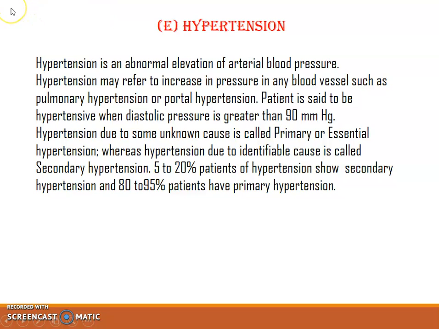Next, this is hypertension. It is the abnormal elevation of arterial blood pressure. Hypertension may refer to increase in pressure in any blood vessel, such as pulmonary hypertension or portal hypertension. A patient is said to be hypertensive when diastolic pressure is greater than 90 mmHg. Hypertension due to some unknown cause is called primary or essential hypertension, whereas hypertension due to identifiable cause is called secondary hypertension. 5 to 20% of hypertension patients show secondary hypertension and 80 to 95% of patients will show primary hypertension.